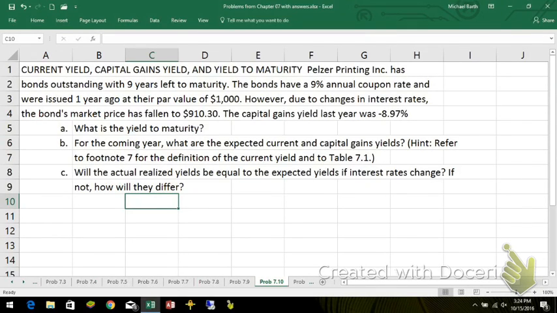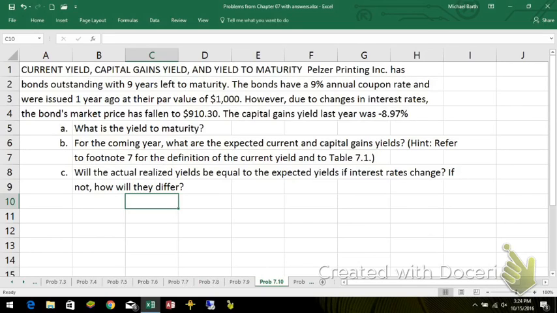This is problem 7.10 from Brigham and Houston Fundamentals of Financial Management, Concise 9th edition. In this particular problem, we're going to break down yield to maturity into two component pieces. One's called the current yield and one's called the capital gains yield. All rates of return can be broken down into these two components.